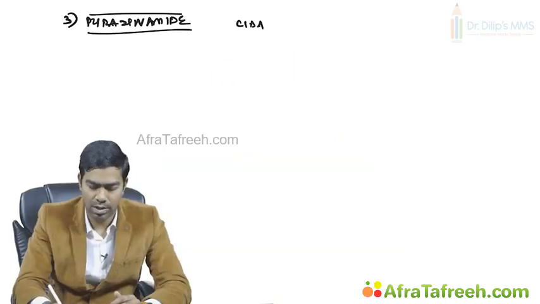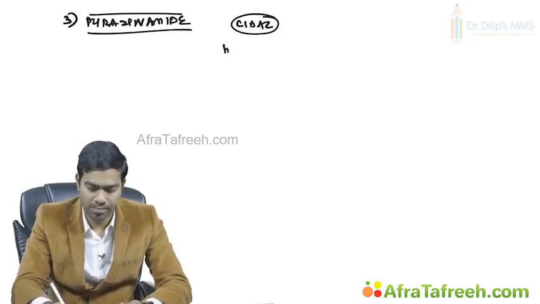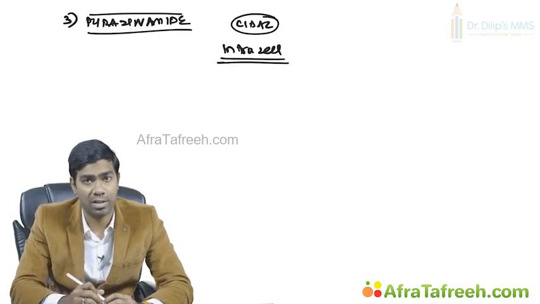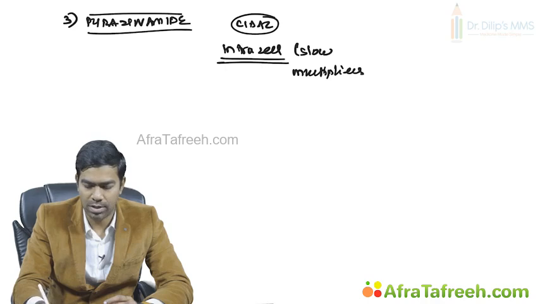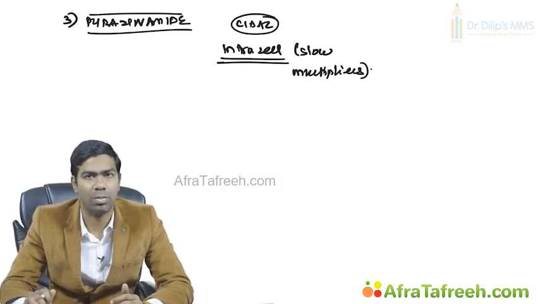Pyrazinamide. You know, pyrazinamide is also a cidal drug. We know that. And it is one drug that is going to typically act on the intracellular bacteria, which means it is going to act on the slow multipliers. Remember, rapid multipliers, INH; caseous necrosis, dormant bacilli, rifampicin; it's for slow multipliers.